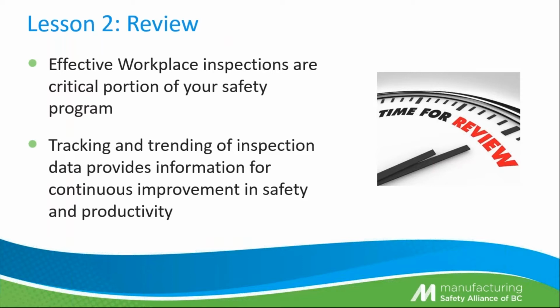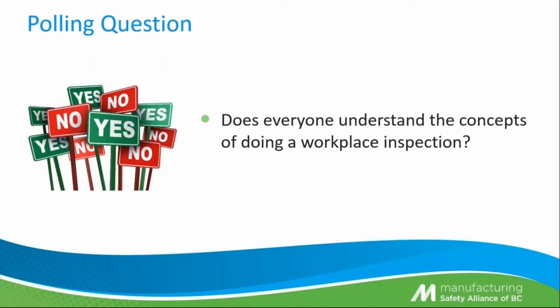So just a little bit of a review. An effective workplace inspection is a critical portion of your safety program. Tracking and trending of your inspection data provides information for continuous improvement in safety and productivity. And one of the questions people will say, well, where did productivity come into this? When you are doing effective workplace inspections, you will find all sorts of issues that actually hinder your productive process. So as a result, removing those issues will lead to a more productive environment.